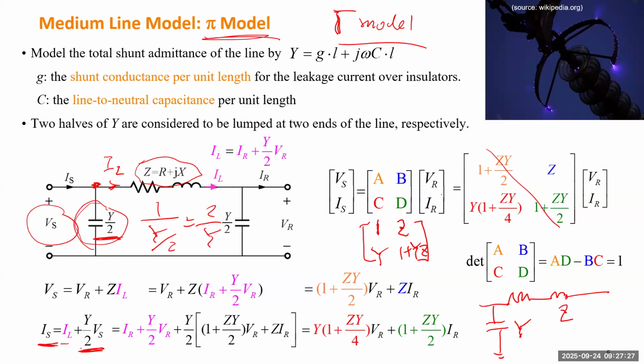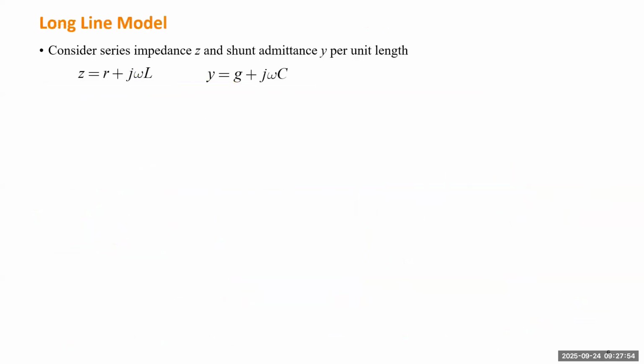But definitely those ABCD parameters will not be based on the actual impedance or actual admittance. If we make a correction, we just manipulate those parameters a little bit, not too much. We can have a model similar to the pi model which is also good for the long transmission line. So the line is still passive. So let's talk about the long line model.